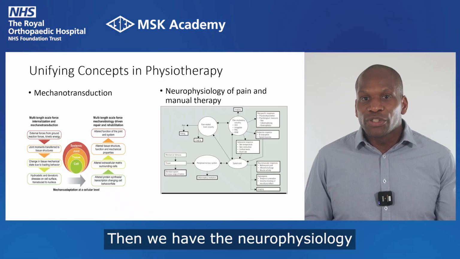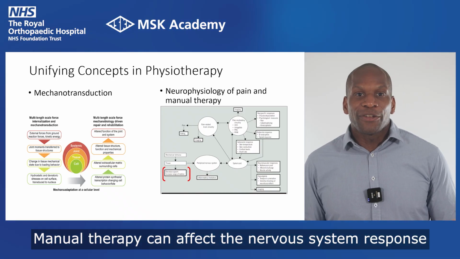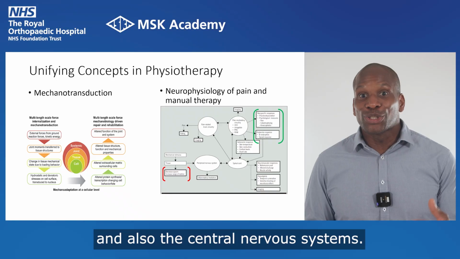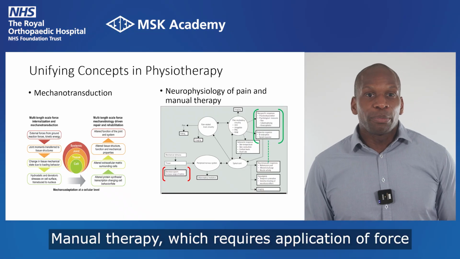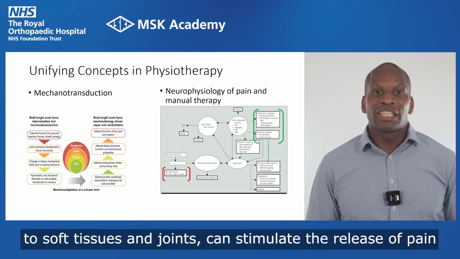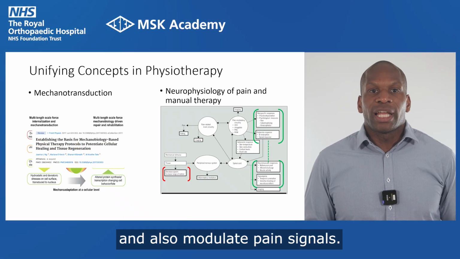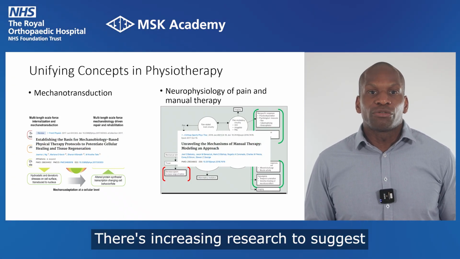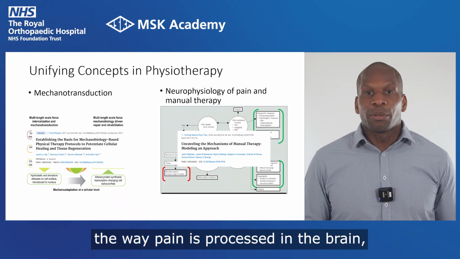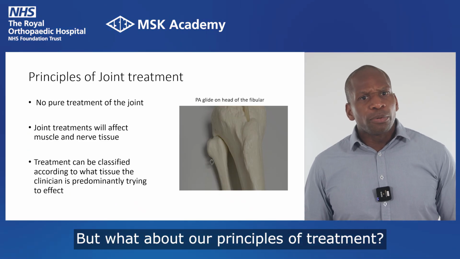Then we have the neurophysiology of pain and nervous system function. Manual therapy can affect the nervous system's response to both pain in the peripheral nervous system and also the central nervous systems. Manual therapy, which requires the application of force to soft tissues and joints, can stimulate the release of pain-relieving substances like endorphins and also modulate pain signals. There's increasing research to suggest that manual therapy can alter the way pain is processed in the brain, potentially reducing the perception of pain. But what about our principles of treatment?